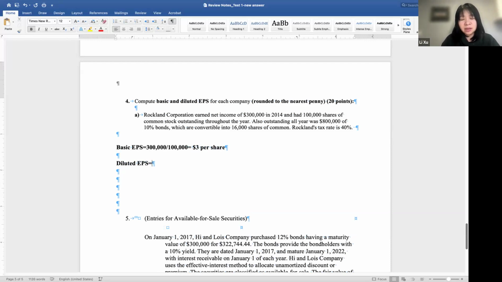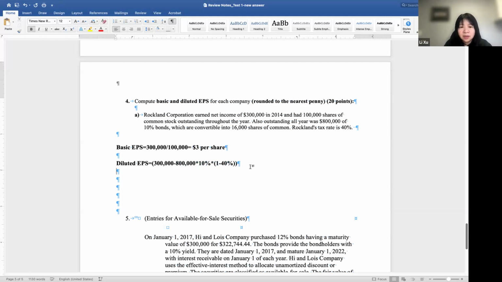And what do we do? First, make an adjustment to the numerator, right? When you have this bond converted, what's going to happen is you're going to save interest, right? So here, let's calculate the interest: 800,000 multiplied by 10%. But you're not going to save all of it because you can only save the portion which is after tax. And the after tax is 1 minus 40%. So every time we have a convertible bond, we make an adjustment like this.